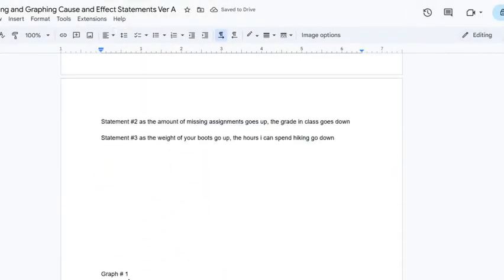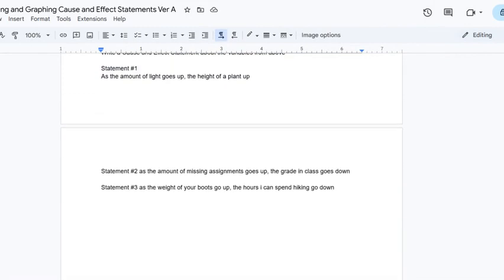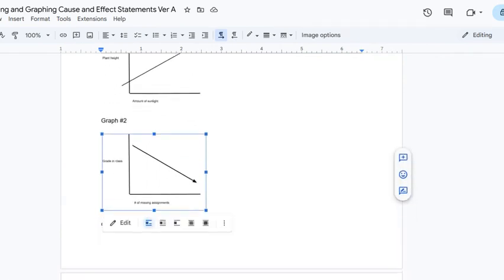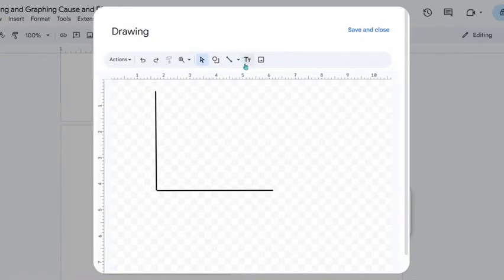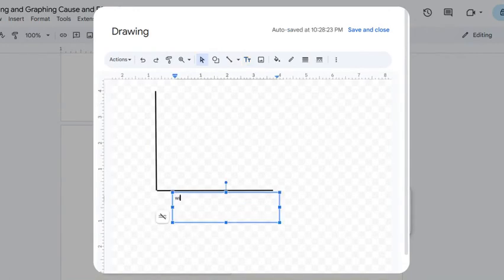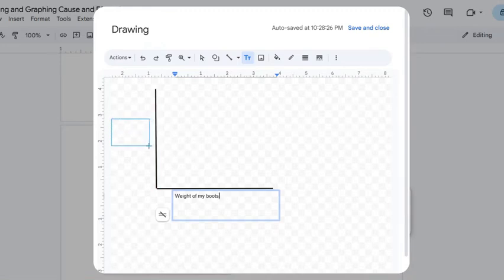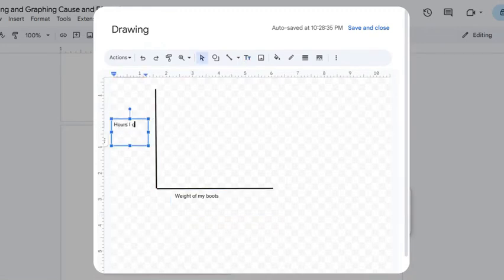Our last one is going to say, as the weight of your boots goes up, the hours I can spend hiking go down. Because I have control over the weight of my boots. I can buy boots that weigh more, or I can buy boots that weigh less. So this is going to be weight of my boots. This one is going to be the hours I can spend hiking. Hours I can hike. And if my boots weigh more, think about it, I'm going to hike fewer hours.